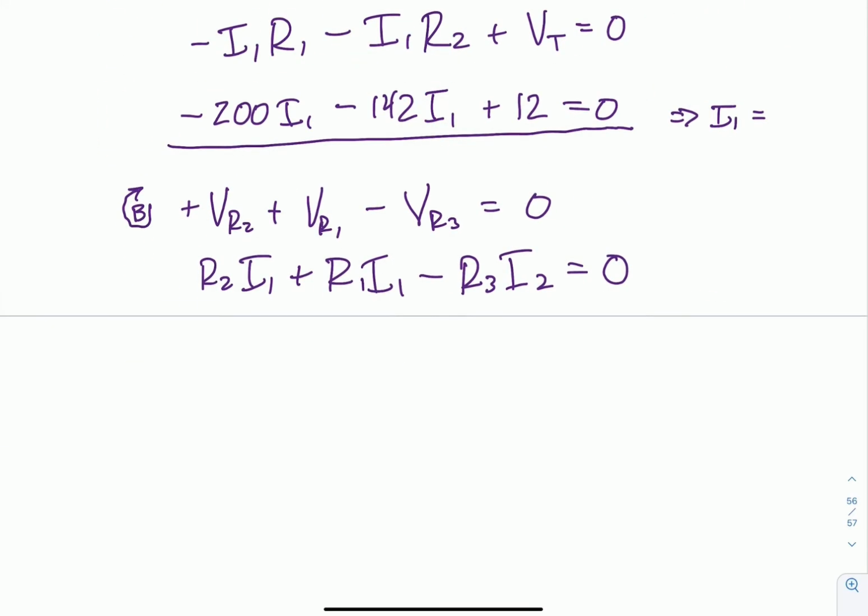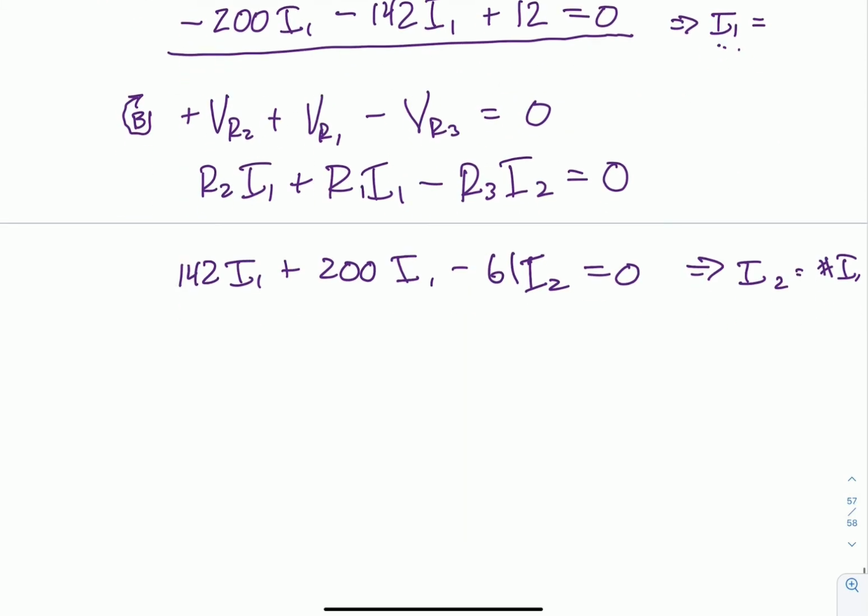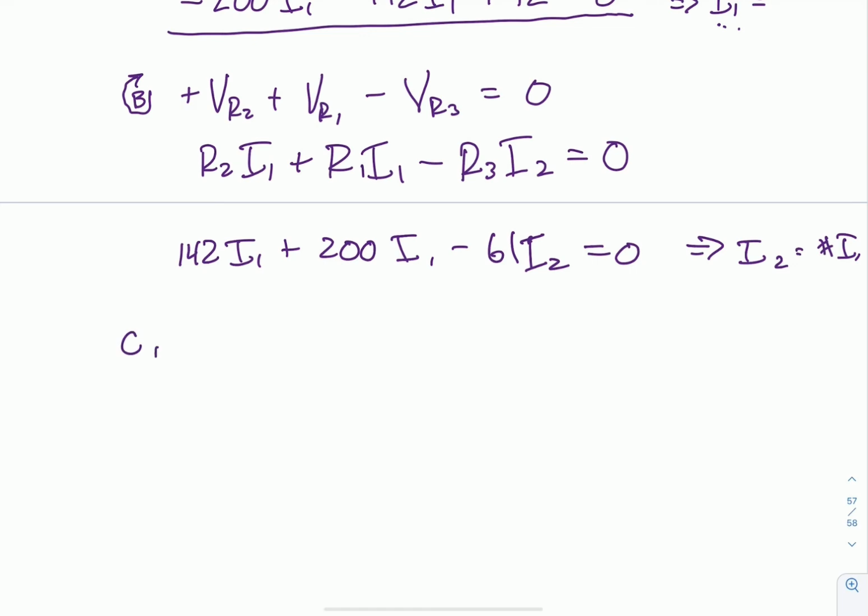And so I can go ahead and write in the numbers again. So we'll have R2, that was the 142 I1, plus 200 I1 minus 61 I2. And it looks like from this we can get an expression for I2 with respect to I1. And if we use I1 from this equation, we could then get I2 from this equation. But just for the sake of practice, we're going to do a third loop, loop C.